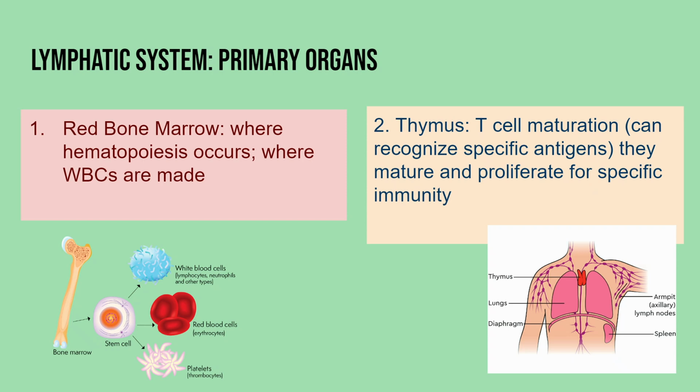So here are the two primary organs of the lymphatic system. There's red bone marrow, and that's where hematopoiesis occurs. So that's where the blood cells are made. And then the thymus is where T cells mature. T cells can recognize specific antigens, so they're part of the specific immune system we'll talk about later. The thymus is located in your chest, between your lungs, so that's a visual there. And then red bone marrow is in the middle of your long bones.